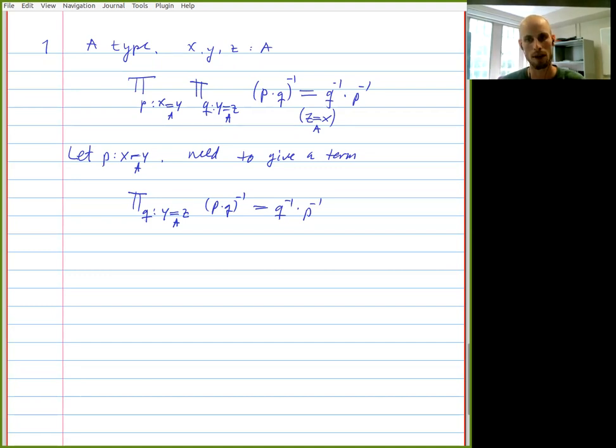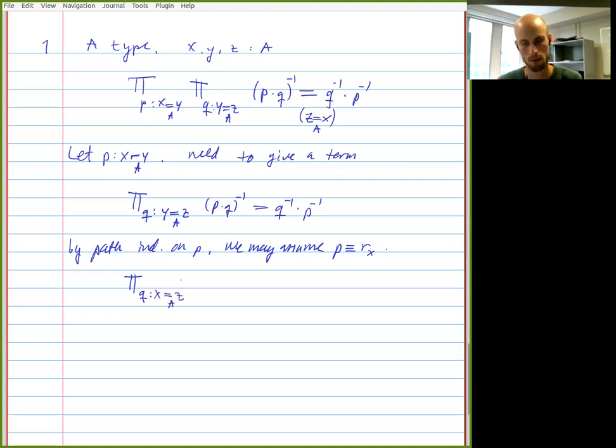But by path induction on P, it suffices to give a term when P is equal to refl. So by path induction on P, we may assume that P is definitionally equal to the reflexivity path at X. Then the above becomes the following. First of all, X and Y become definitionally equal because we've contracted the path P. So we need to give a term of the following type. Now I'm writing X here to Z because Y and X are definitionally equal. And I'm putting reflexivity in for P in the above expression.